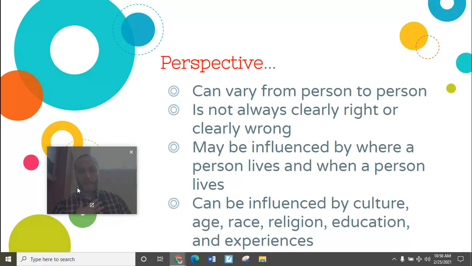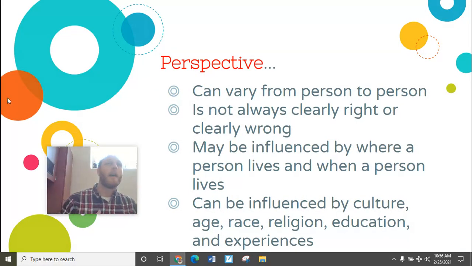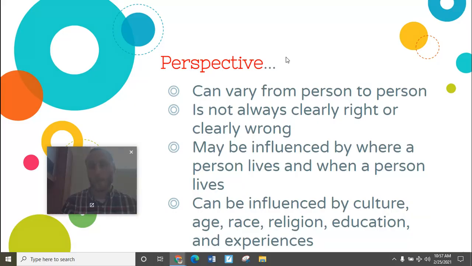My perspective might be different than Miss File or Mrs. Dunn, right? So it can vary from person to person. It's not always right or not always wrong because it's your own perspective. It might be influenced based on where you live or maybe people in your life. And other factors can also influence your perspective, like your religion or your education or what school you go to, your race, your age, and different life experiences can also change your perspective.